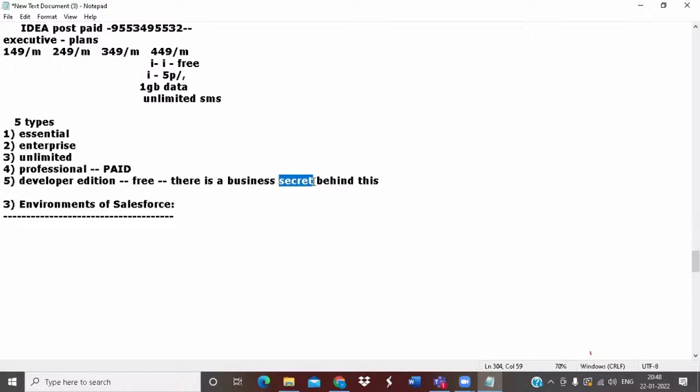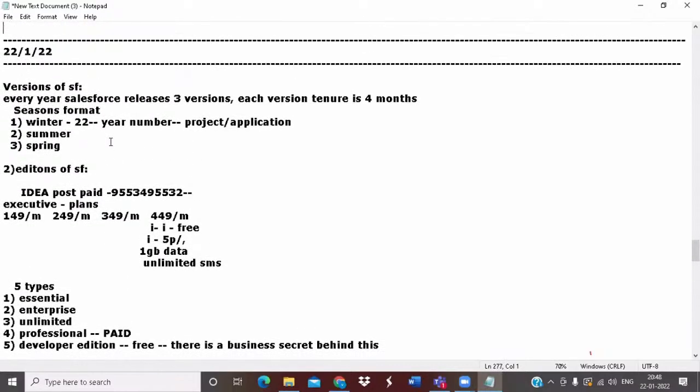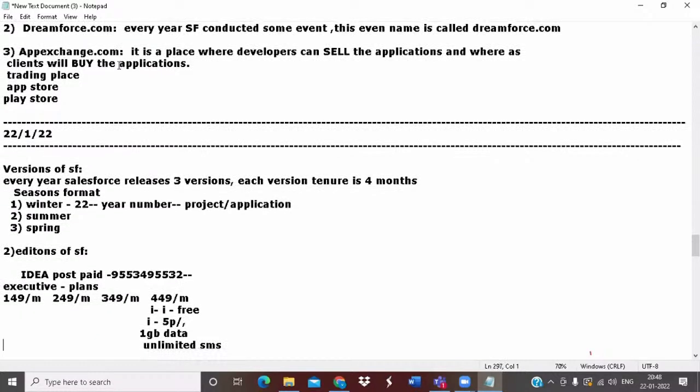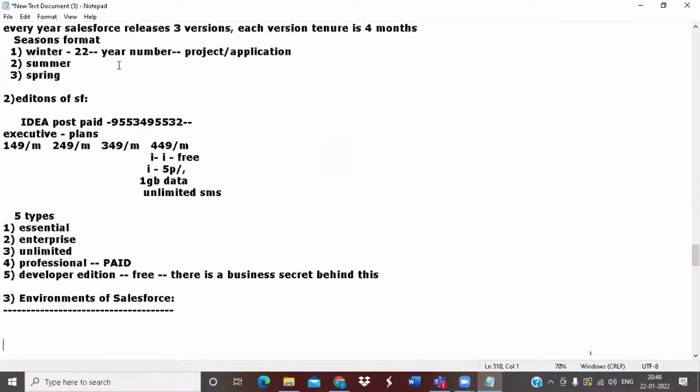Actually, there is a relation between the developer edition and Salesforce. Can you give us a clue, sir? I will tell you tomorrow. I'm not rushing you. Take your own time. All of your answers are wrong. Tell the answer tomorrow. What is the secret behind this? Why did Salesforce give the developer edition as a free edition?